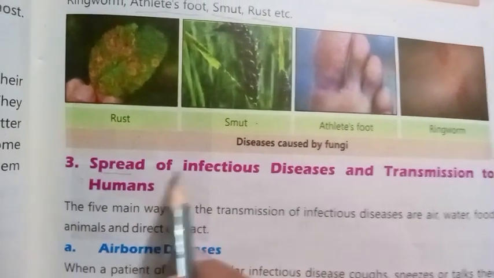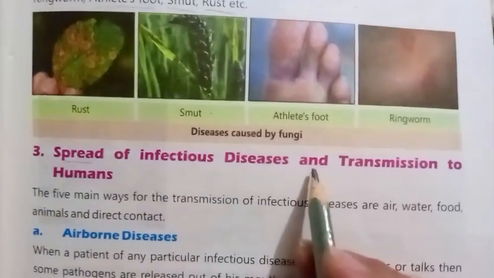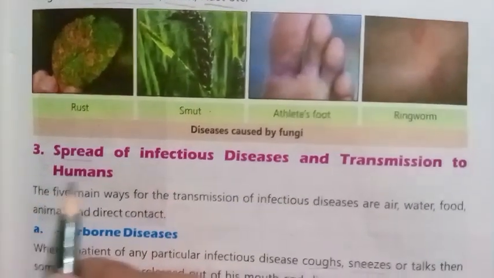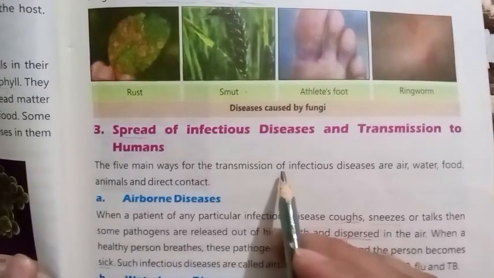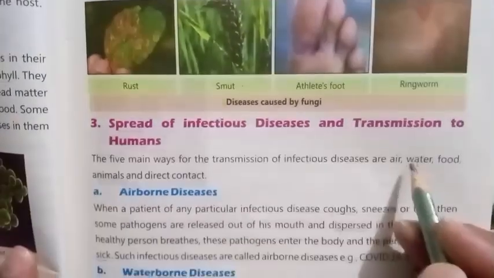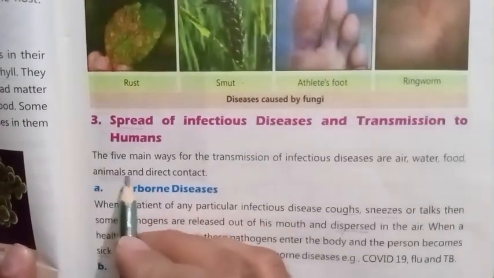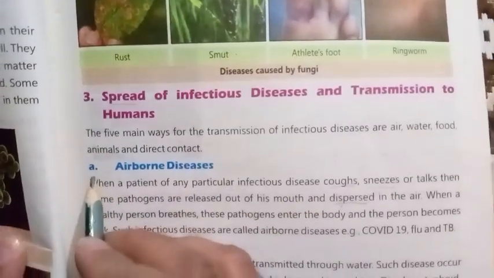Number 3. Spread of infectious diseases and transmission to humans. The five main ways for the transmission of infectious diseases are air, water, food, animals, and direct contact.